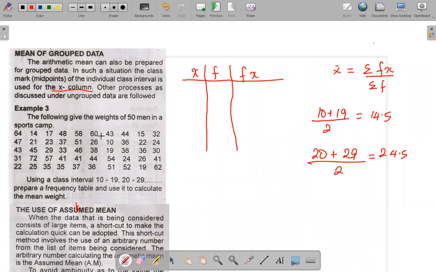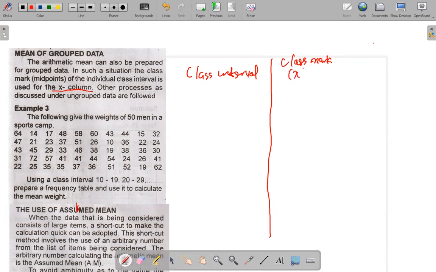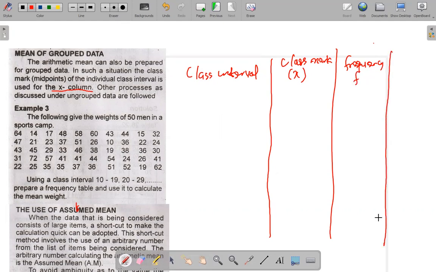So to solve this question, we are going to prepare a table that reflects what we are talking about. Let's get rid of this first. So we have class interval, class mark, which will form the X now. So let me put in bracket X. And the frequency, which is F. And finally, F times X.